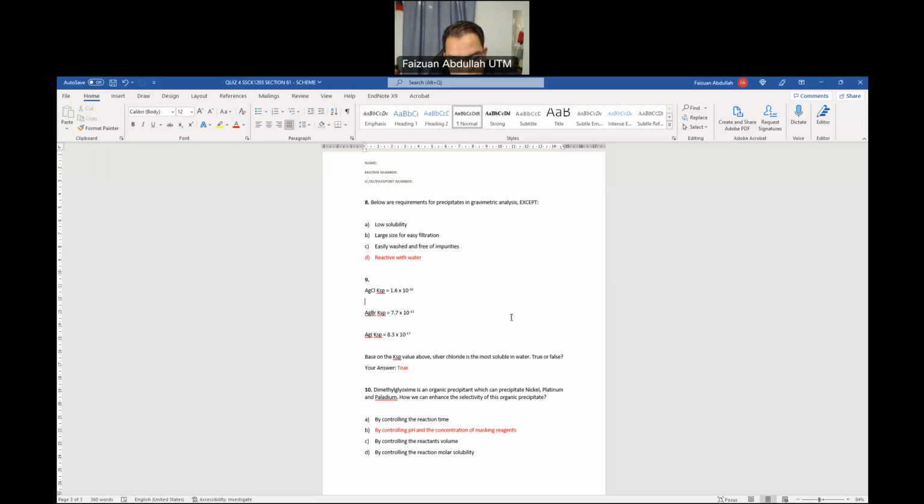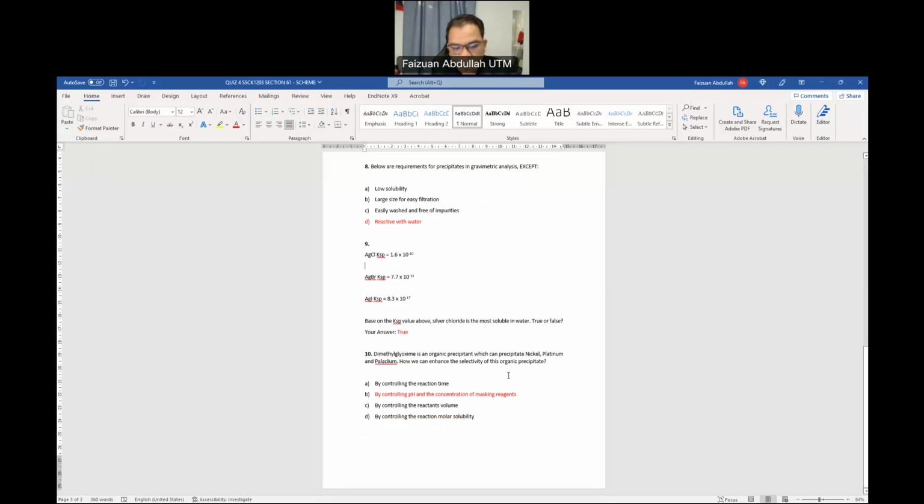All right, and then number 10, dimethylglyoxime, or DMG, is an organic precipitant which can precipitate nickel, platinum, and palladium. How can we enhance the selectivity of this organic precipitant? By controlling the pH and the concentration of the masking agents, right? Not reaction time, not reaction volume, not molar solubility. It is by controlling the pH and the concentration of the masking agents.